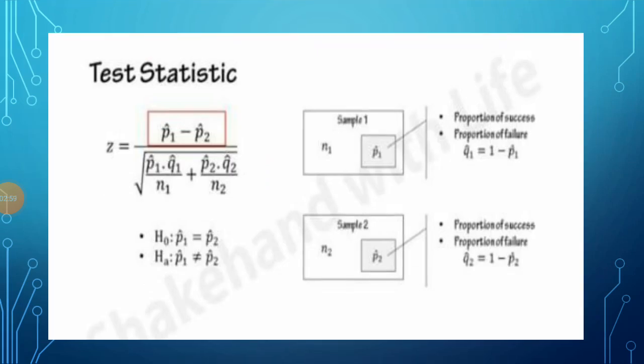Now let's see the test statistic in the case of the test of difference between proportions. It can be given by the following equation. Z is equal to P1 minus P2 divided by square root of P1 into Q1 divided by N1 plus P2 into Q2 divided by N2. Here P1 is the proportion of success in sample 1 and P2 is the proportion of success in sample 2.